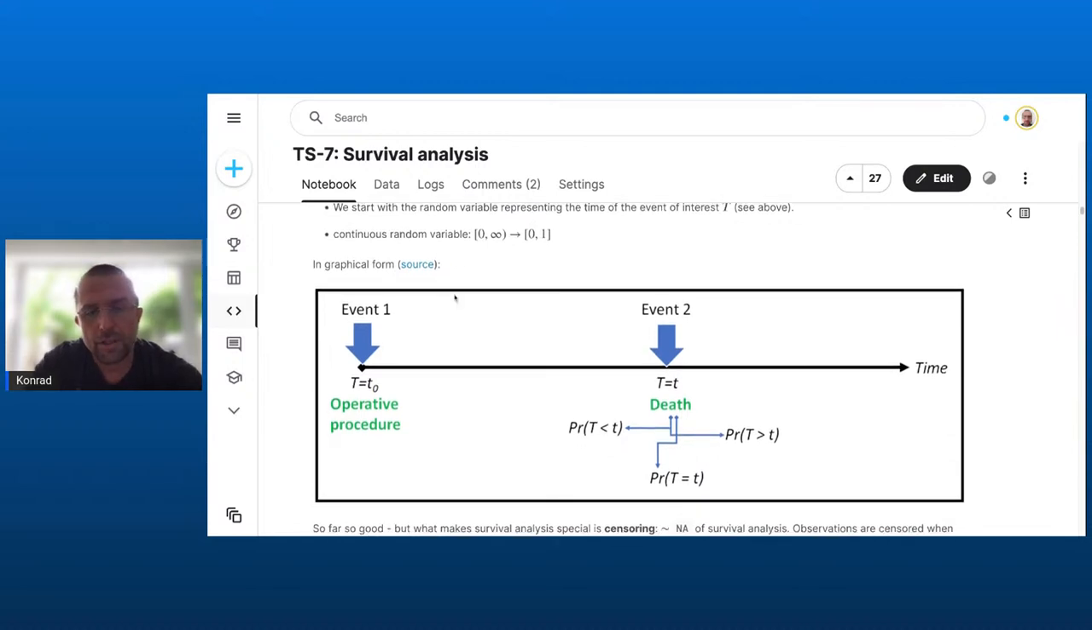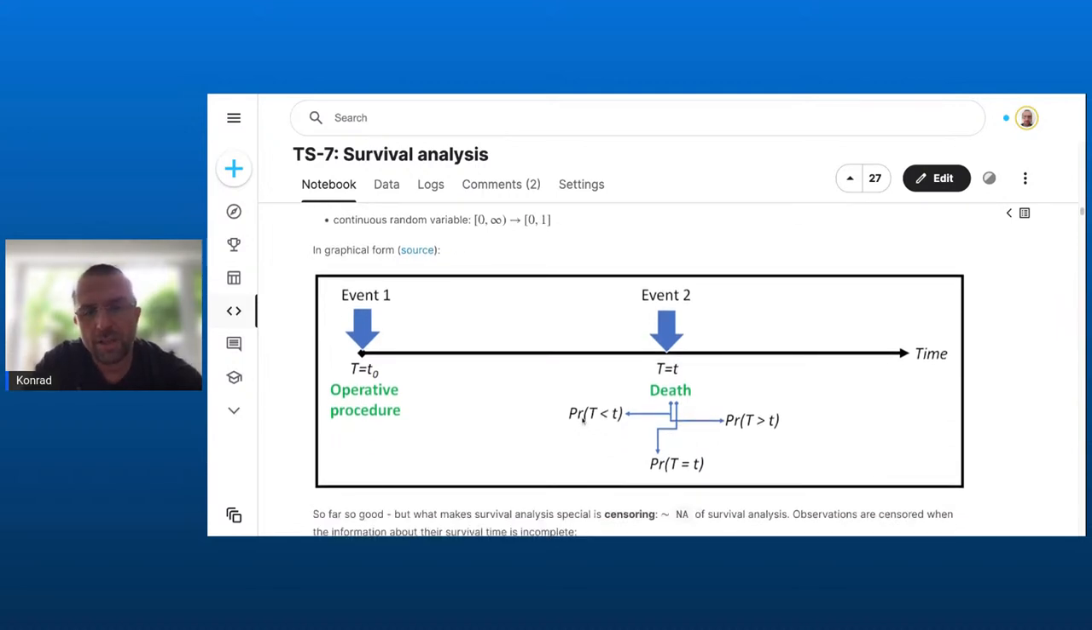The three objects: the CDF, the probability that an event occurred at most up until time T, that would be the cumulative distribution function. The hazard is an instantaneous probability that it happened precisely at that moment. And the probability that it happened later than a given observation time, when we currently are, that's the survival function.